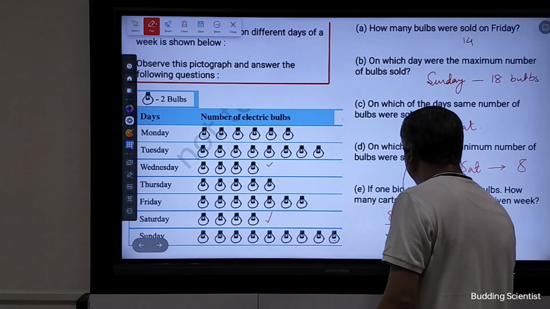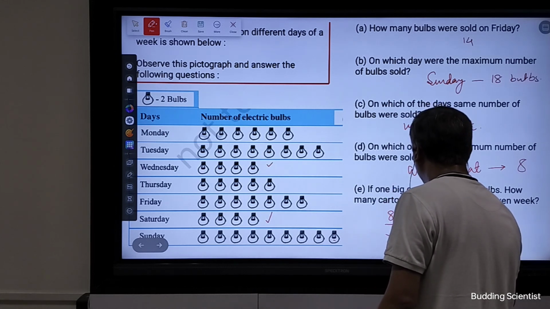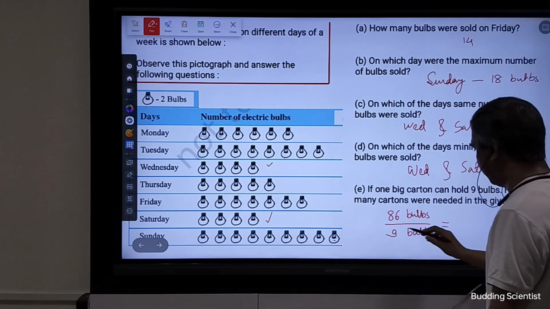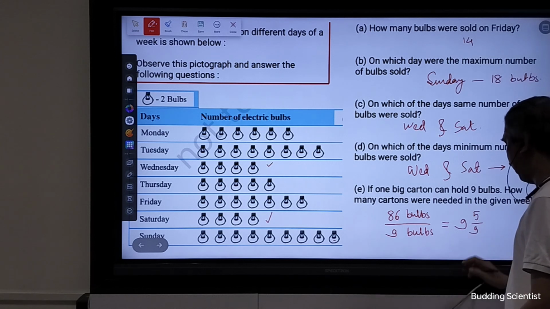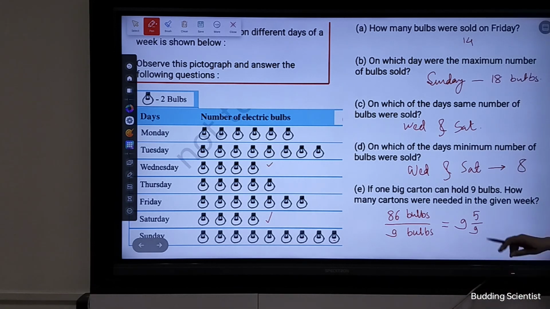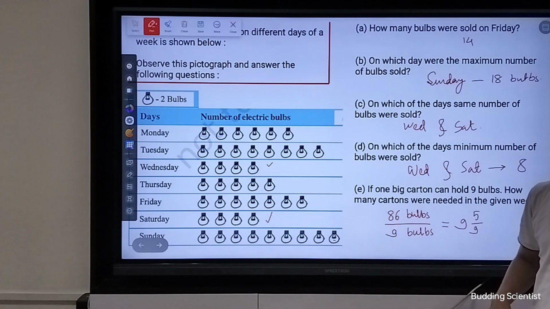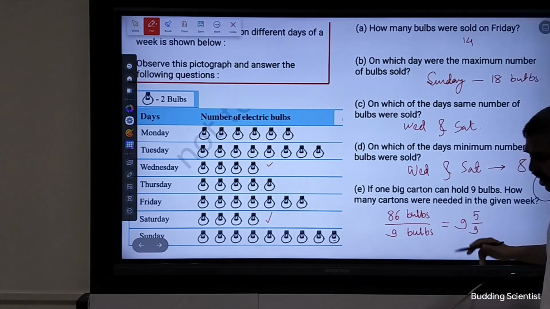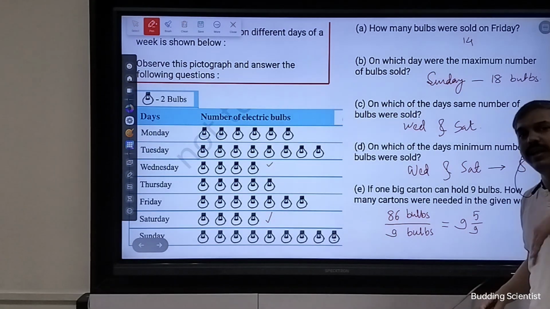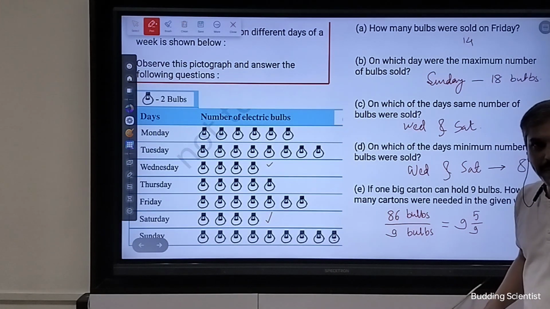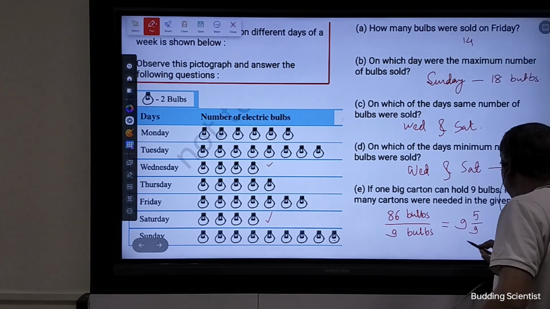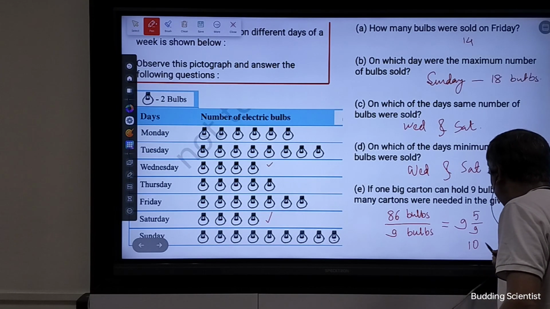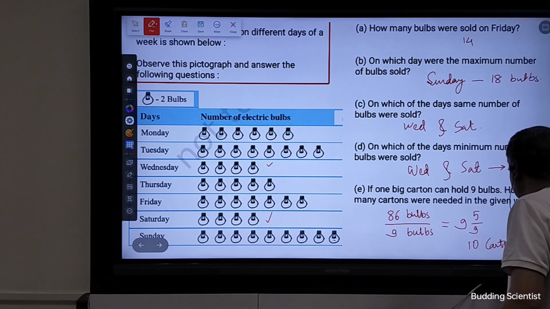And divided by 9 bulbs in 1 carton, it is equal to 9 and 5 by 9. Now the point is we cannot have 5 by 9 cartons. Half of a carton is not available. You have to buy the entire carton. So 9 cartons are completely required, and the 10th carton will be partly occupied. That is okay, but we are writing 10 cartons are needed.